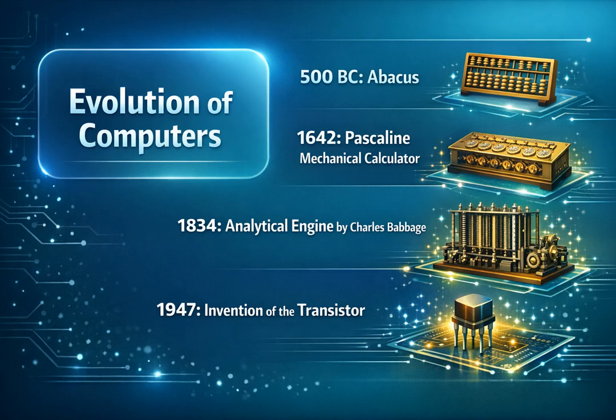Computers didn't always look like laptops. The evolution started as early as 500 BC with the manual abacus. Then came mechanical calculators like the Pascaline in 1642. Charles Babbage's analytical engine in 1834 laid the groundwork, and the invention of the transistor in 1947 changed electronics forever.